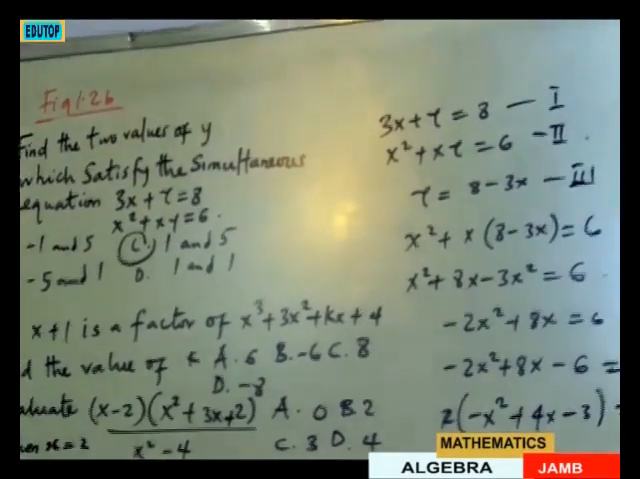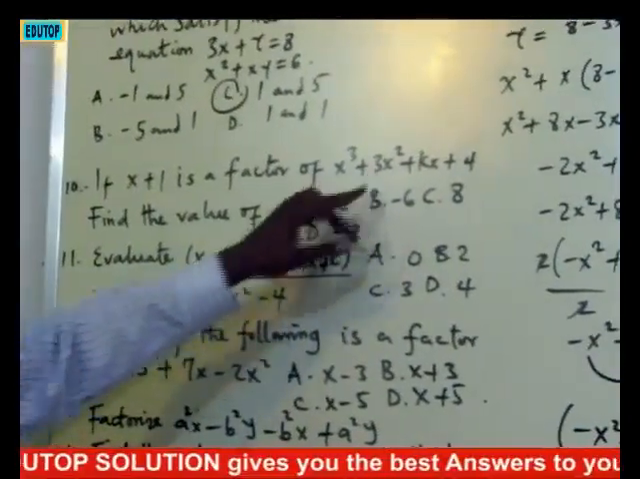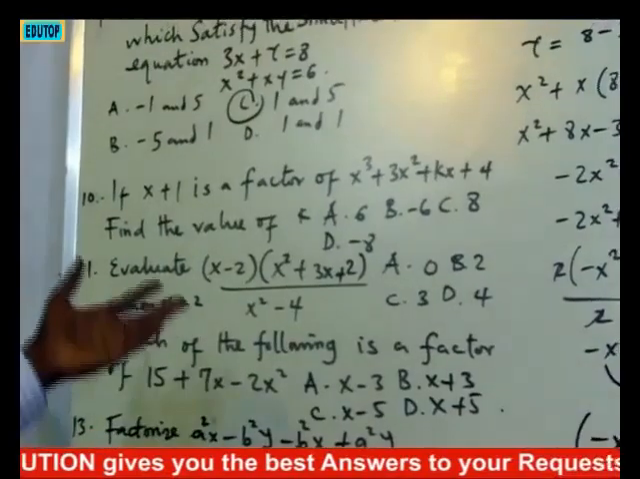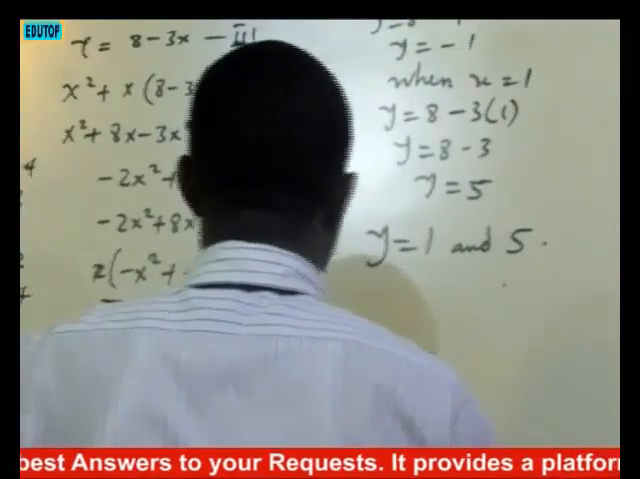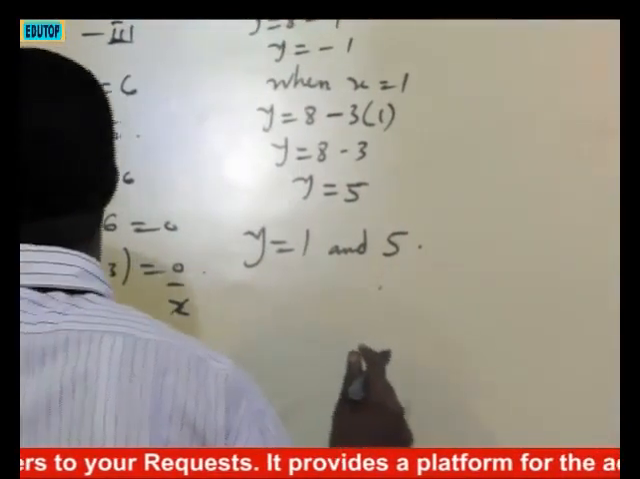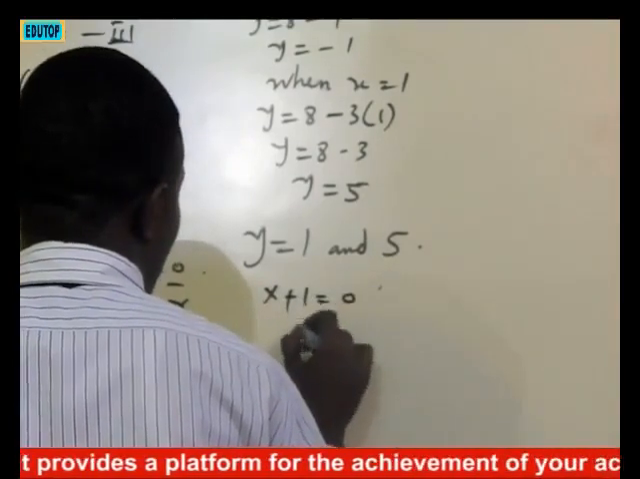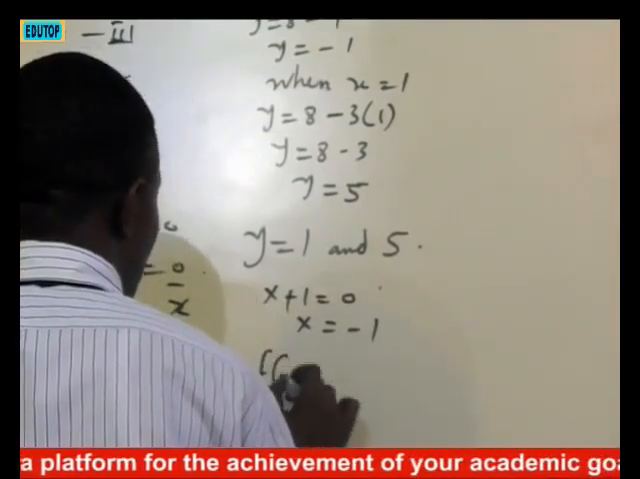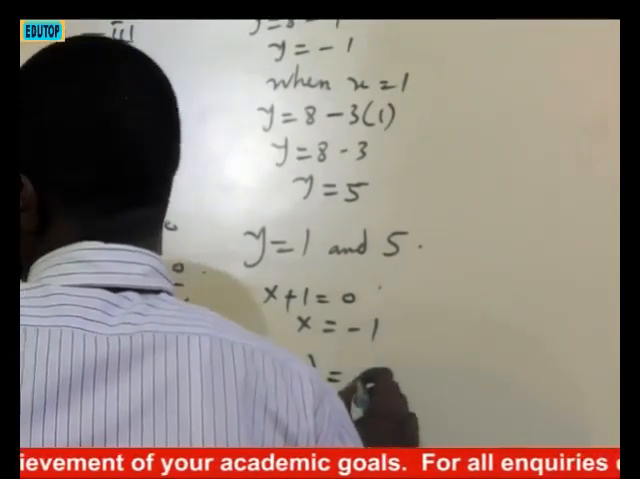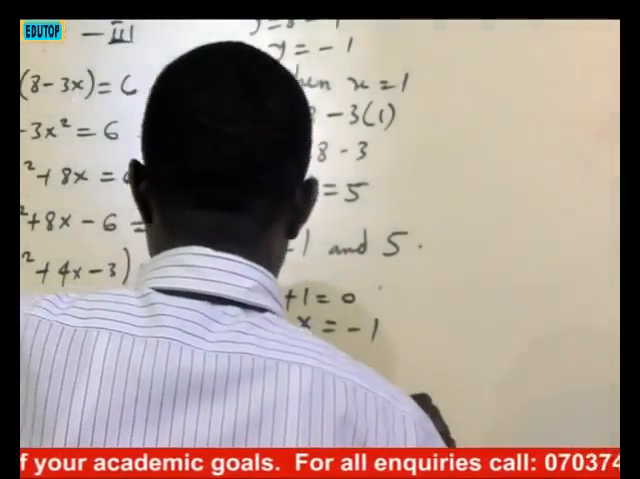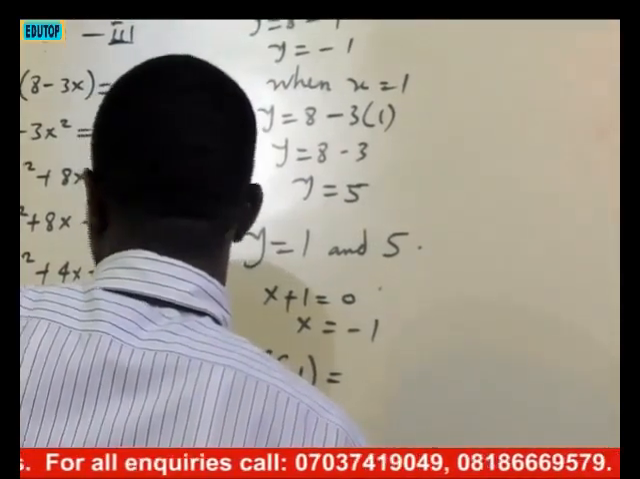Then the next question says, if x plus 1 is a factor of this, find the value of k. Remember, this one is testing what? Factor theorem. If this is a factor of this polynomial, that means x plus 1 equals 0, then x equals what? Minus 1. That means f of minus 1 will definitely be equal to, anywhere I see my x, I will replace with minus 1.